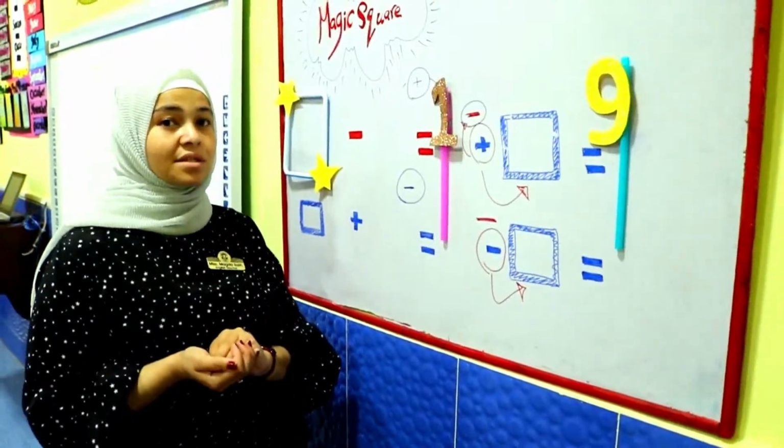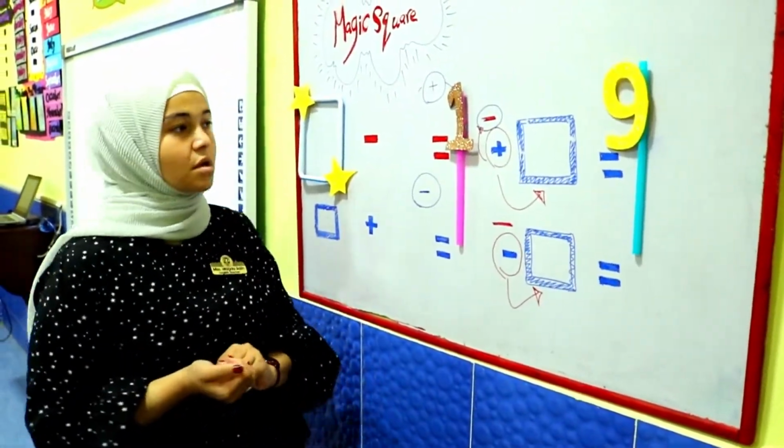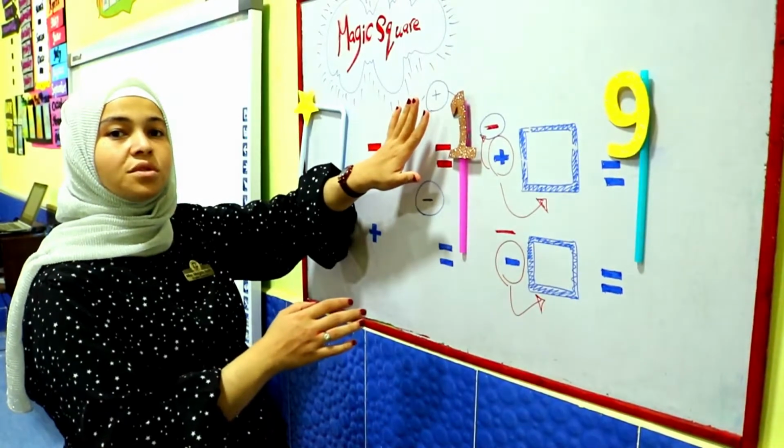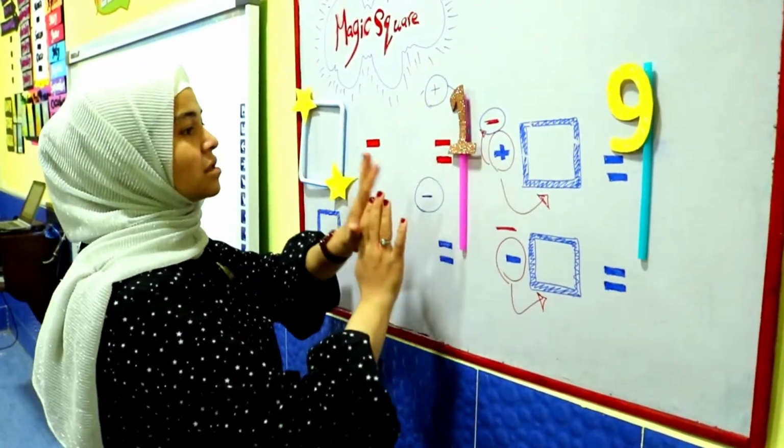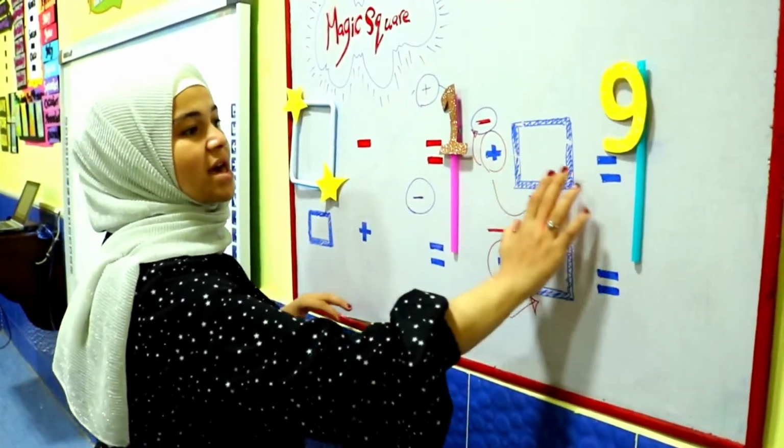And now, KG, let's see some examples to work on. Okay, let's read this equation to solve it. 1 plus magic square equals 9.